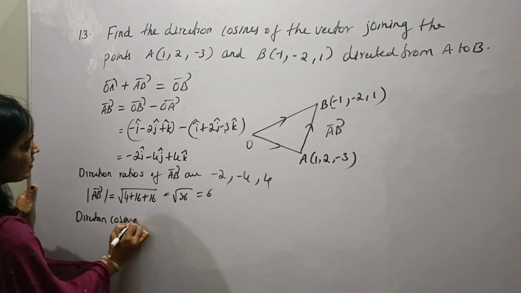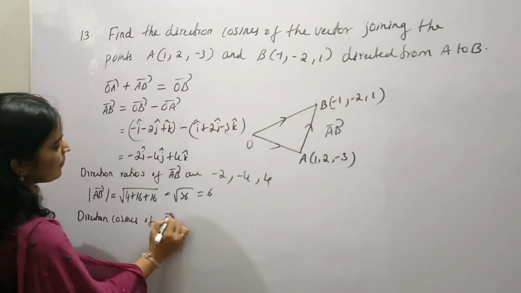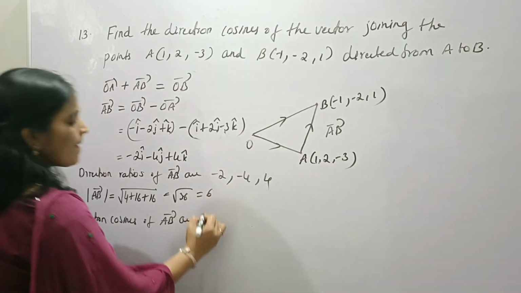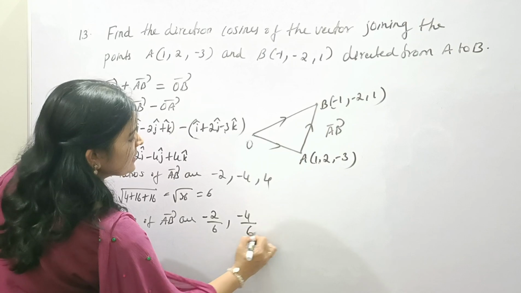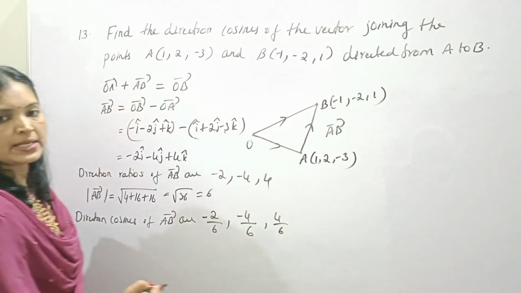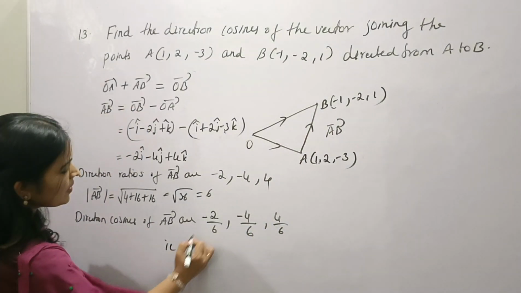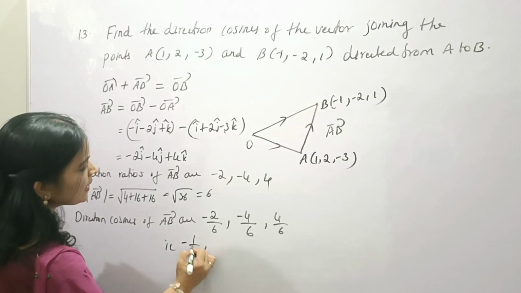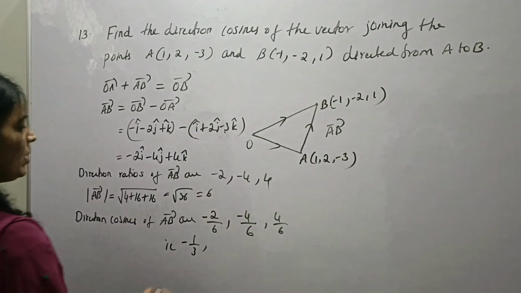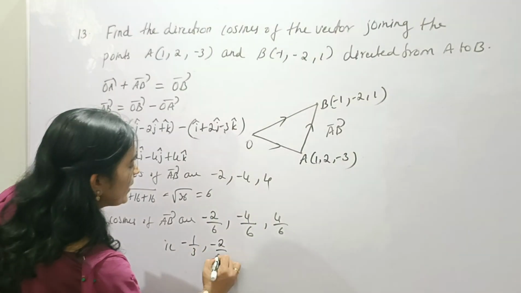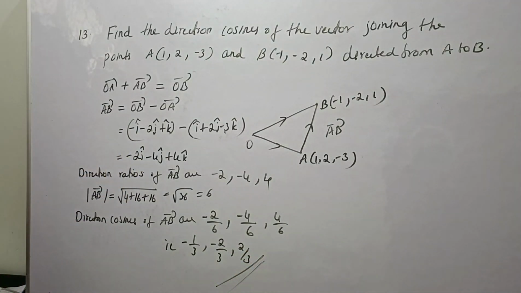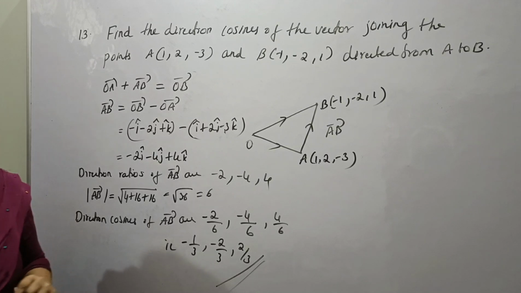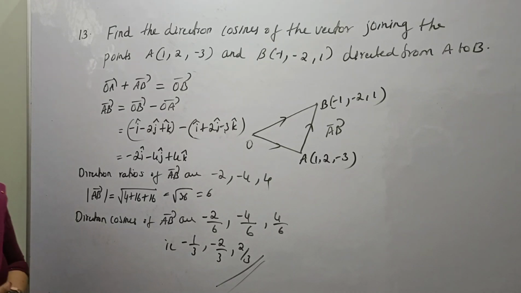Direction cosines of vector AB are minus 2 divided by 6, minus 4 divided by 6, 4 divided by 6. That is minus 1 by 3, minus 2 by 3, 2 by 3 are the direction cosines of the vector joining the points A of 1, 2, minus 3 and B of minus 1, minus 2, 1.